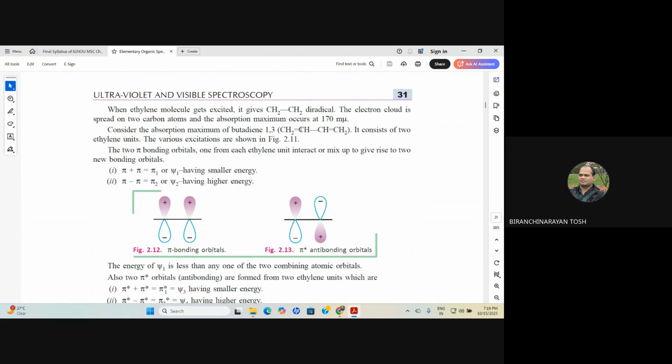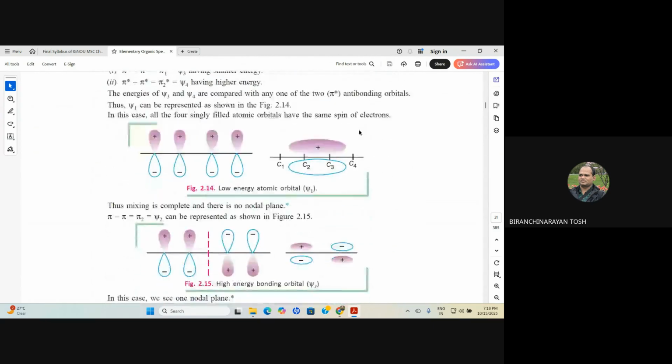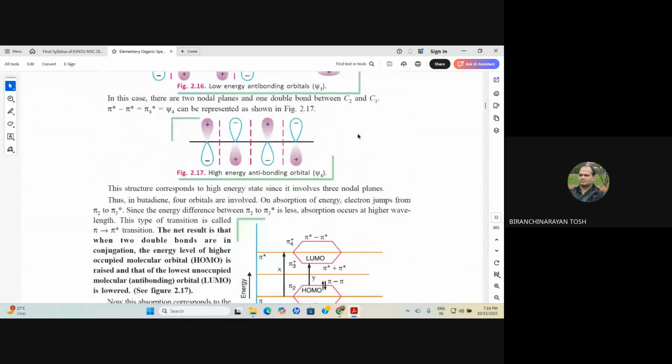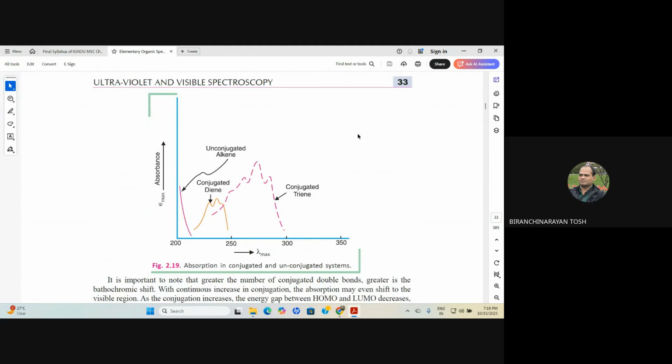So effect of conjugation: if the conjugation effect is more, then there will be more redshift. Wavelength will increase. Here you can see the unconjugated alkene and conjugated diene. Unconjugated alkene, nothing is there. In case of conjugated diene, the absorption maximum is here. In case of triene, three double bonds are conjugated with each other, then lambda max value still increases. So there will be redshift.